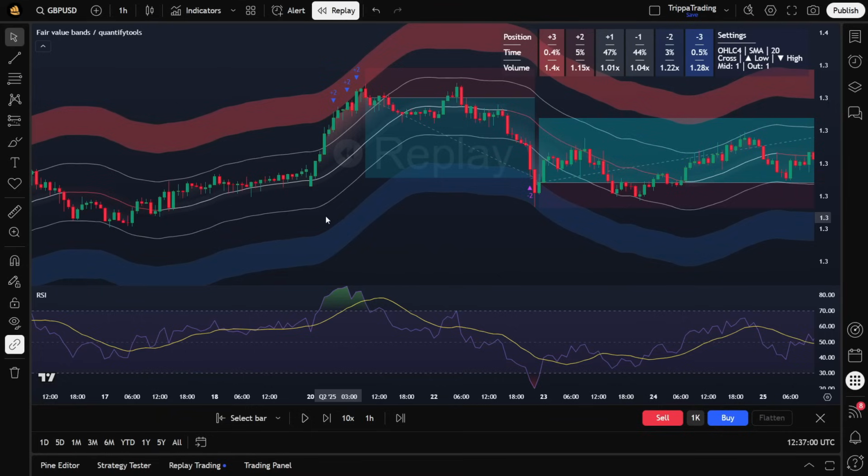Test it for yourself, practice spotting these perfect setups, and it could quickly become one of your most reliable trading tools.